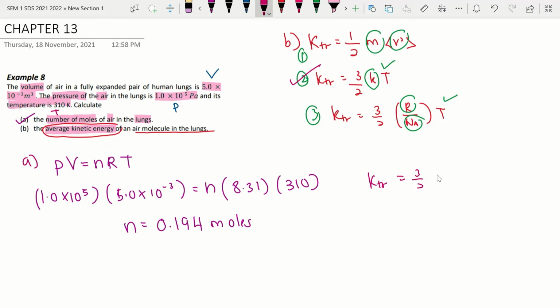So 3/2 times the Boltzmann constant, which is 1.38 times 10 to the power of negative 23, and times the temperature, which is 310. So the average kinetic energy of an air molecule in the lungs is 6.417 times 10 to the power of negative 21 joule. That's all for example 8.